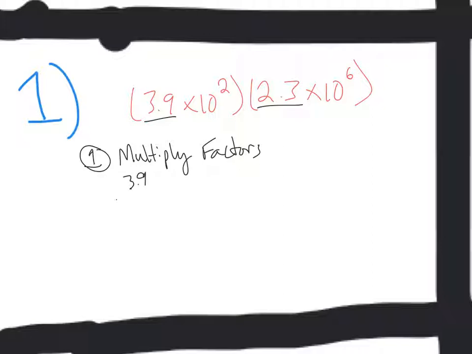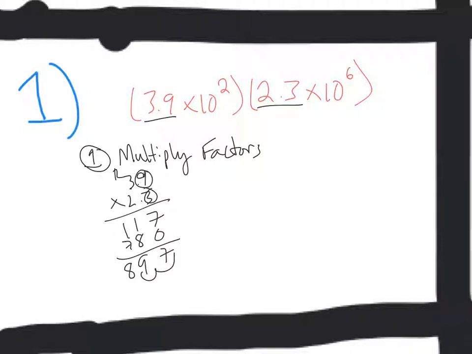3.9 times 2.3, and that would get you something that looks a little like this. Move that decimal 2 times, and you'd get 8.97. All right, that is step one. Step two is to figure out the multiplication between your powers. So 10 to the second times 10 to the sixth. Sorry, go back. That's 10 to the sixth, my fault.